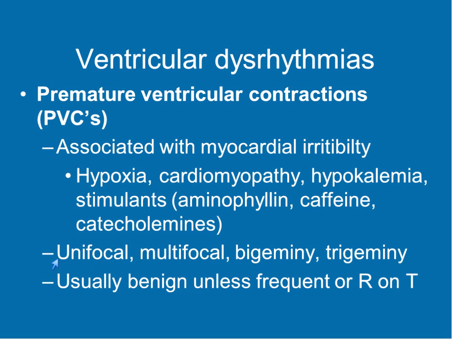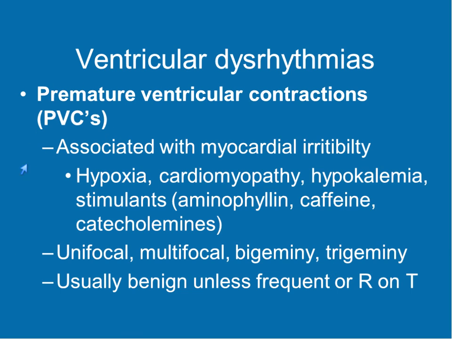Premature ventricular contractions can be unifocal. That means they're all originating from the same focus point. When they're unifocal, they all look alike. When they're multifocal, one PVC looks different from a subsequent PVC. That happens when there are multiple foci, or multiple irritable areas in the heart. Bigeminy refers to a pattern of PVC, normal beat, PVC, normal beat. Trigeminy would be every third beat.